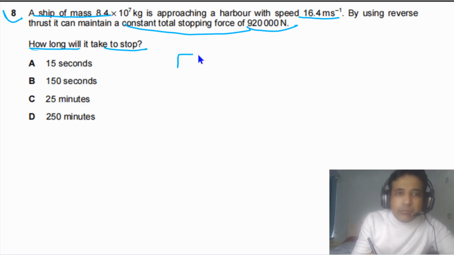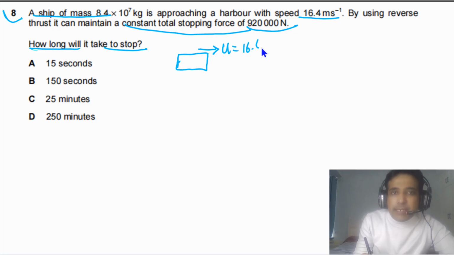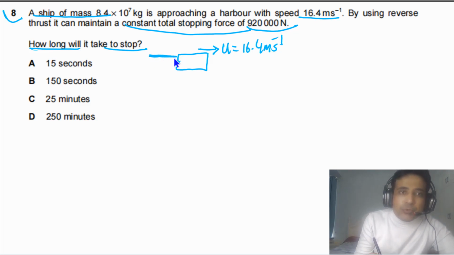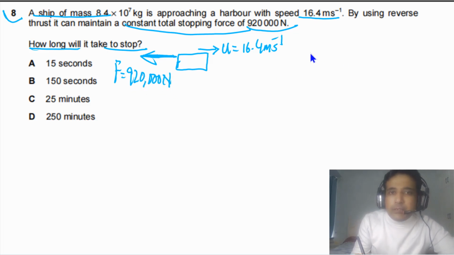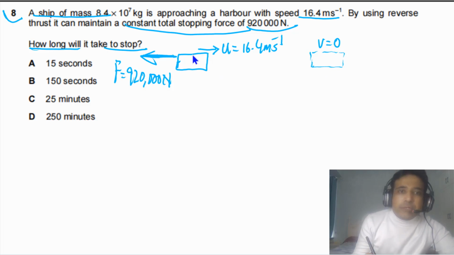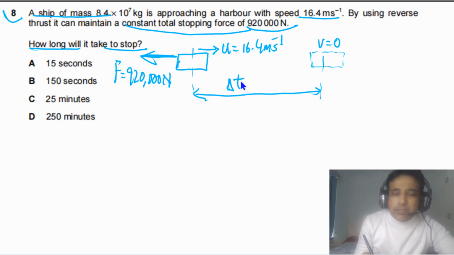So you can simply imagine this is the ship. And also we can imagine the ship is moving to the right and the initial speed of the ship is given, that is equal to 16.4 meters per second. We can also imagine there is an opposing force that is trying to stop this ship. So this is the opposing force. So F in this case is given, this is equal to 920,000 newtons, and finally this ship stops somewhere here. So the final velocity will be equal to 0. The question is asking how long it will take, meaning the time taken between these two positions. So simply we can say time taken is delta t.